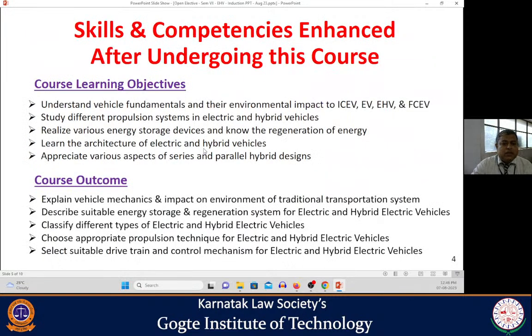Then comes the course outcome. You will be an expert in electric and hybrid vehicle propulsion systems, energy storage, and different types of transmission systems. You can choose an appropriate propulsion technique. There are different propulsion techniques for hybrid vehicles: it can be fuel cell, battery, or ultracapacitor, and we are going to study all of those. Select a suitable drivetrain and control mechanism for electric and hybrid vehicles. All these are the course learning objectives and course outcomes.